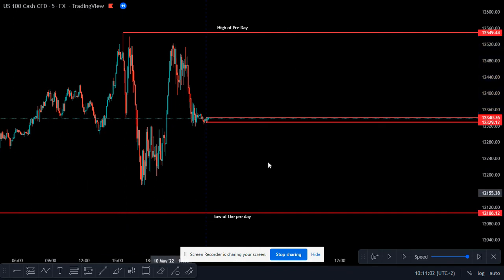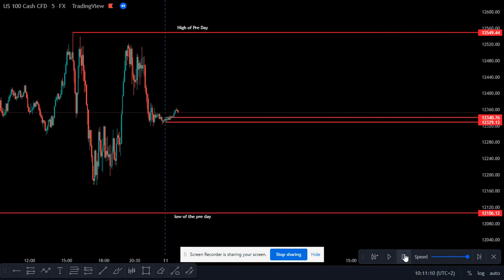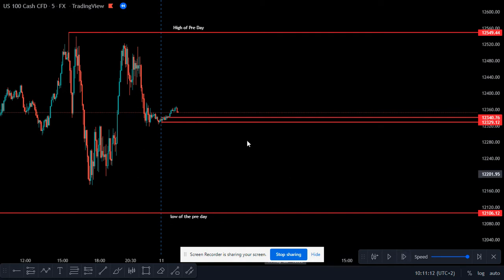So as you can see, we just let Nasdaq choose a direction, then we let it come and retest, and we take our first trade. So let's play out and see what it does. In this case, Nasdaq decided to choose a direction. In this case, it went up, as you can see.